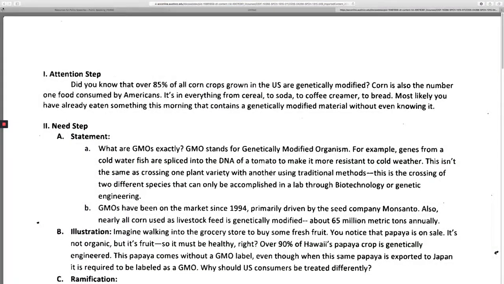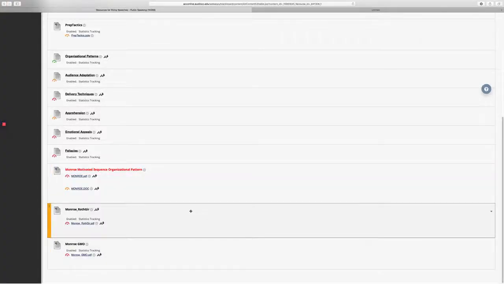So kind of just flip through the examples and always have 2 tabs open, the example and then yours, and then here's another GMO speech. Well, I guess this is the one that I have in the example. So that's my lecture about the Monroe.